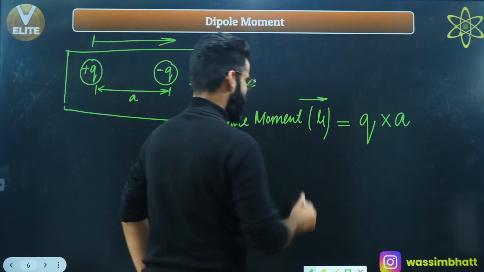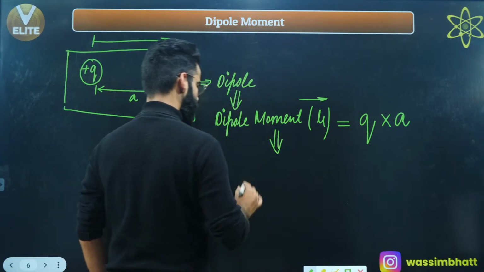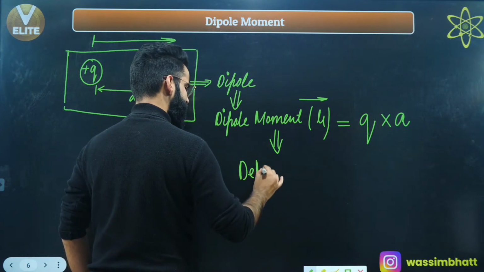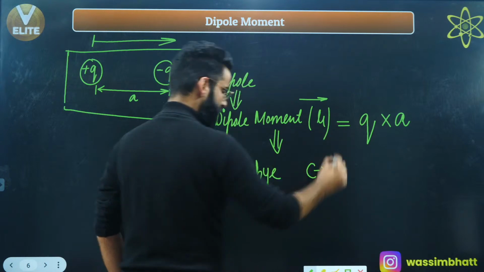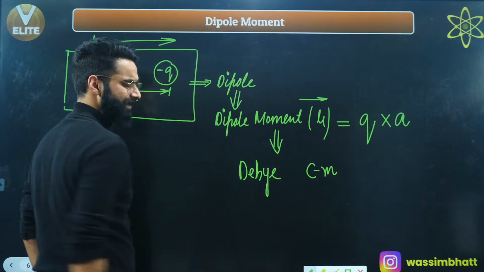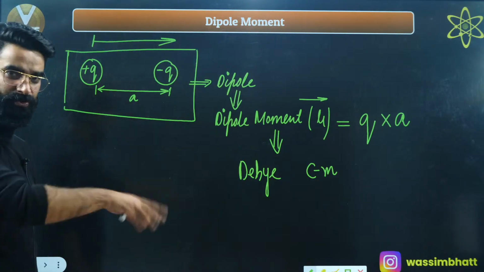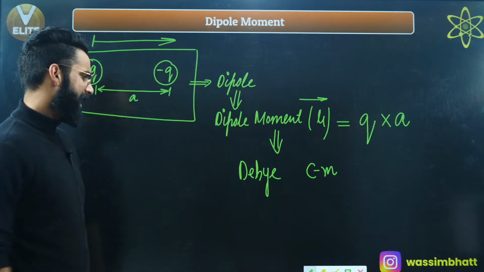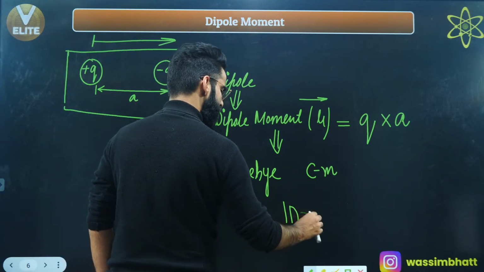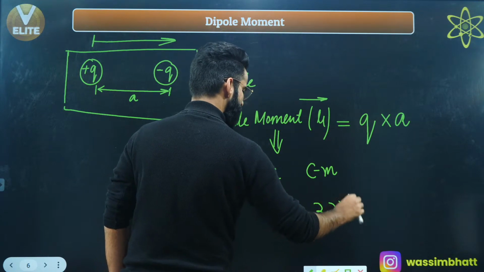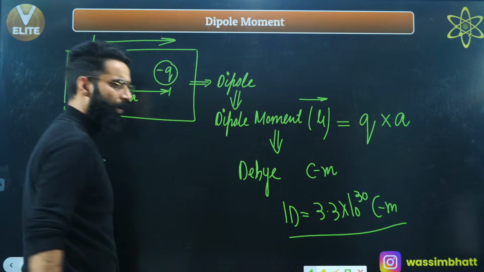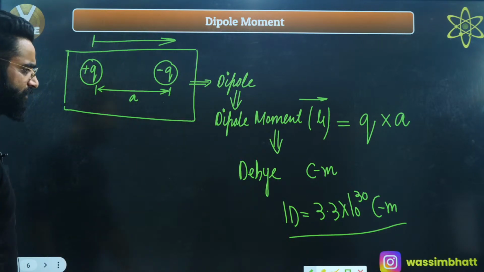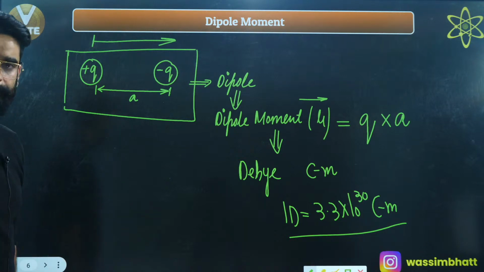Now we will have a look. This dipole moment, its units you can take in Debye or in Coulomb meter. These are the units of dipole moment which we'll be using in this chapter. And remember, 1 Debye is equal to 3.3 multiplied by 10 raised to the power minus 30 Coulomb meter. Do remember this as well, correct?